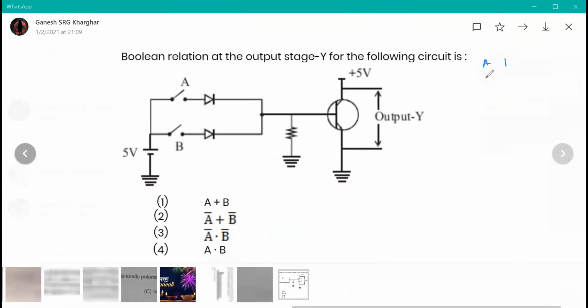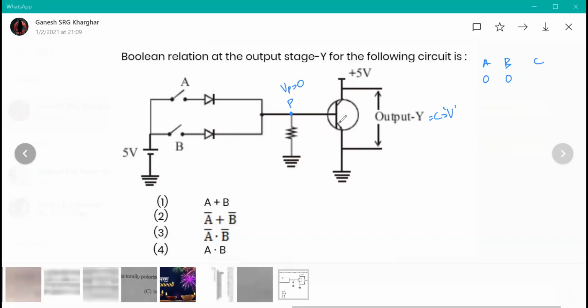A and B are both open switches, so they are 0. So what is happening to the output? Let's say C is the voltage across this. So when both of these are open, what about the potential of this point? Okay, the potential of this point, let's say this point is P. So VP is 0 right now.